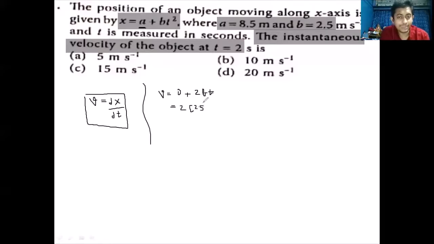So the value of time t is again 2 seconds. So we can say that 2 2s are 4. 4 into 2.5 is 10. So the instantaneous velocity that the particle has at 2 seconds is 10 meter per second. Cool. Let's move on to the next question.